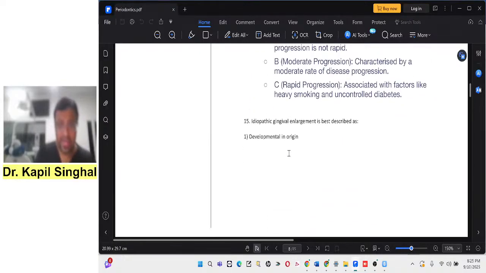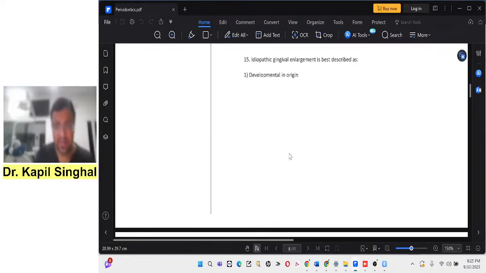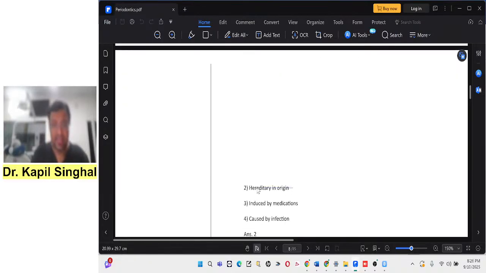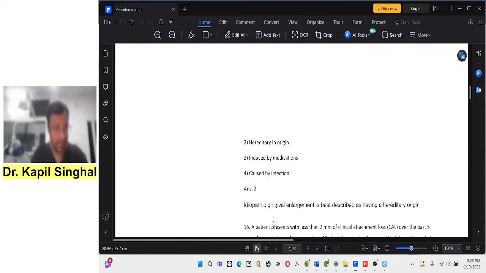Next question. Idiopathic gingival enlargement is best described as. So, idiopathic gingival enlargement is also known as gingival fibromatosis, and it is familial in origin. Familial in origin means it is hereditary in origin. So the answer here would be 2.